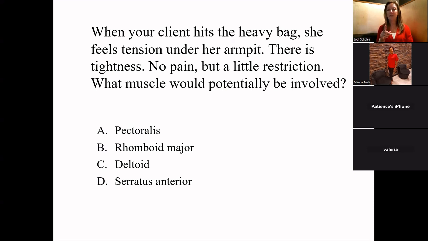What muscle would potentially be involved? All right, let's get rid of one wrong answer before we look into the chat. One wrong answer, not rhomboid, right? Remember, rhomboid, that's our retraction. Yeah, if you're gonna hit the heavy bag, you gotta pull your arm back. But there's not gonna be tension from the rhomboid. There's not gonna be tension in the armpit.